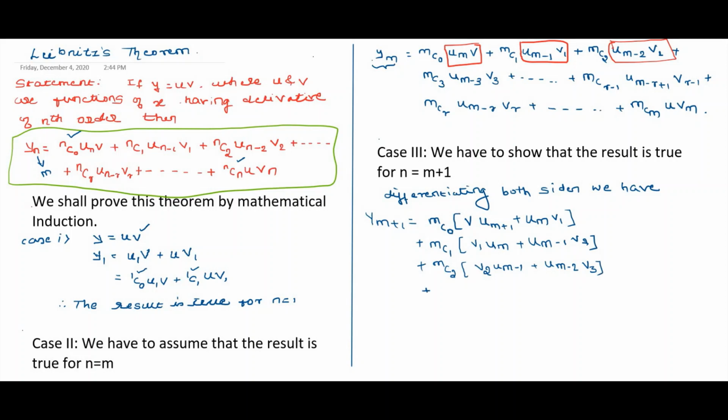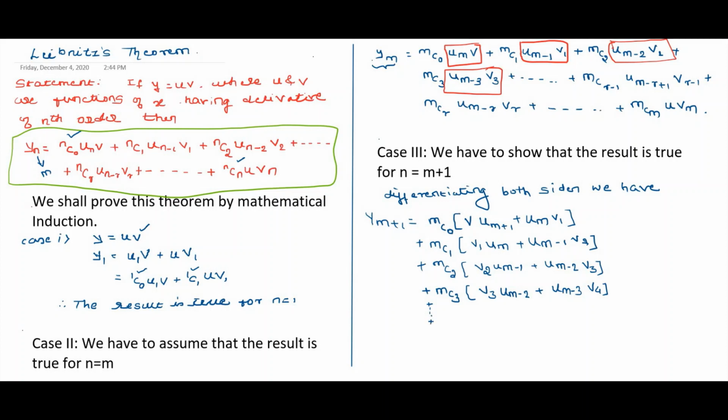Then plus, next mC3 as it is into bracket. What is the differentiation of this u_(m-3) v3? You have to differentiate by using the product rule, and here you can write v3 as it is. The differentiation of u_(m-3) is u_(m-2), plus u_(m-3) as it is, and the differentiation of v3 is v4. Then plus, and so on, continue in the same way, plus.